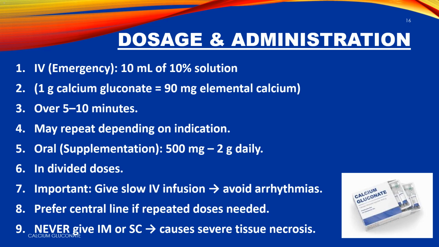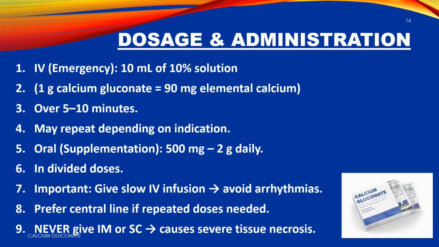Dosage and administration of calcium gluconate. 1. IV emergency: 10 ml of 10% solution. In emergency situations, 10 ml of a 10% calcium gluconate solution is administered intravenously. 2. 1 gram calcium gluconate equals 90 mg elemental calcium. Each 10 ml dose contains 1 gram of calcium gluconate, which provides 90 mg of elemental calcium. 3. Administered over 5 to 10 minutes. The IV dose is given slowly over 5 to 10 minutes to avoid adverse effects.